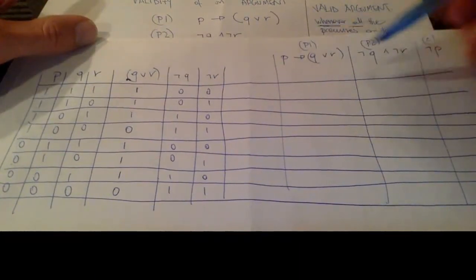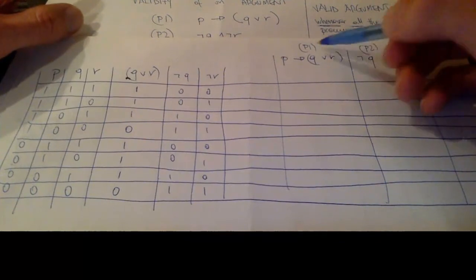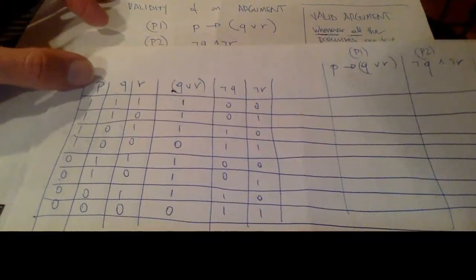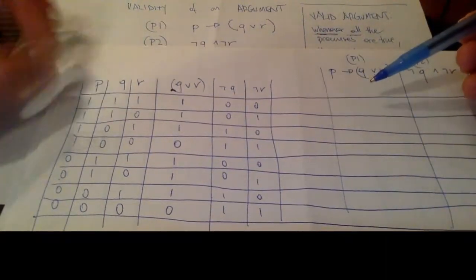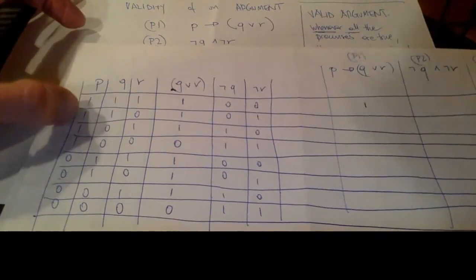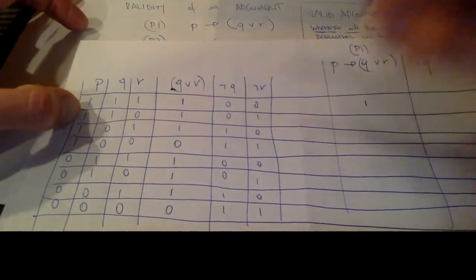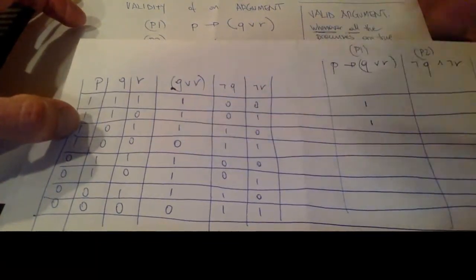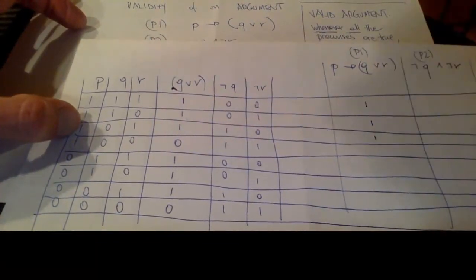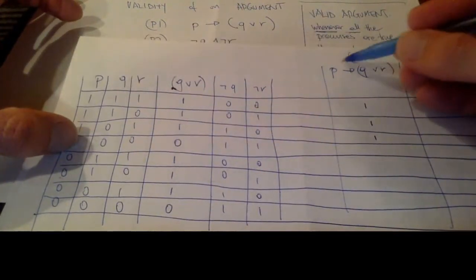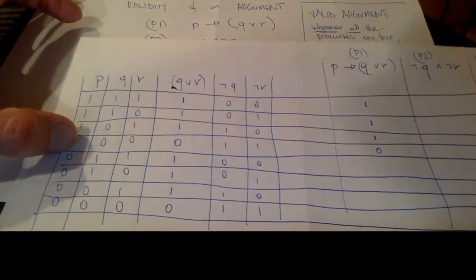of our premises here. So let's start with P1, and we can start by looking at our P. P gets value 1, and then Q or R gets value 1, so this will have value 1. P has value 1, and then Q and R has value 1, so this gets value 1 again. Also, P has value 1 and Q has value 1, so it gets value 1 again. Here is a case in which P has value 1, but Q or R has value 0, so this whole thing will have value 0.